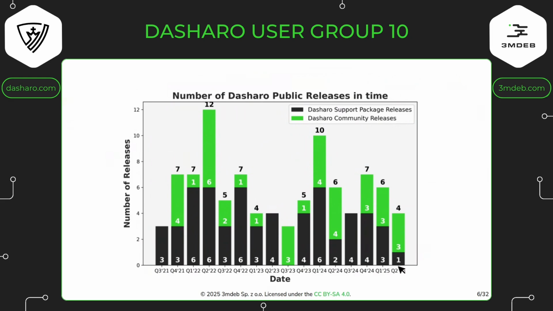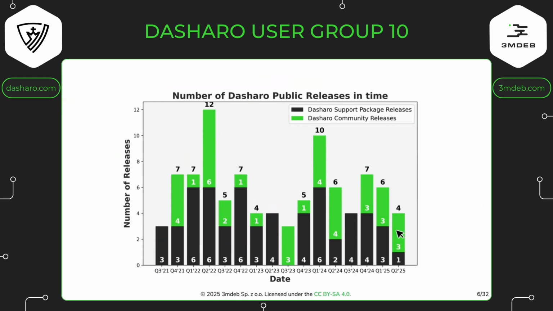Okay. So yeah, not a record quarter. We did 4 releases. Like 2 were released today and yesterday. But anyway, there are 3 releases which are Dasharo community releases, and just 1 Dasharo Support Package release. So you can see that this is almost the smallest number for Dasharo Support Package releases. The point is that we're working on something bigger for our customers, and that's why those releases are delayed.